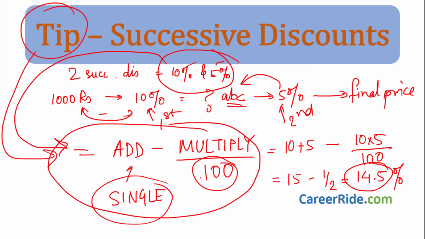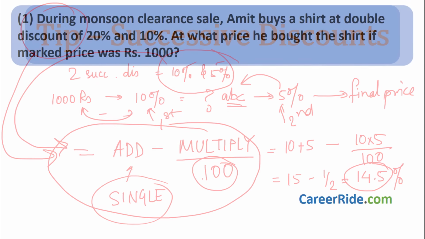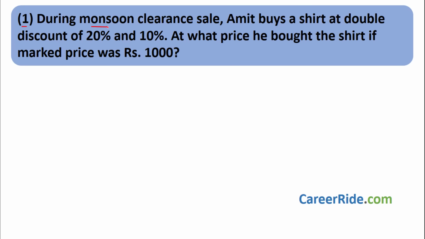Let's see some of the sums related to discounts. Question number 1. During monsoon clearance sale, Amit buys a shirt at a double discount of 20% and 10%. At what price did he buy the shirt, if the marked price was rupees 1000? That means there was a shirt and a price tag, so the marked price was 1000 rupees. Amit got a double discount, 20% and 10%, that means successive discounts, right? And we want to find out at what price he bought the shirt.